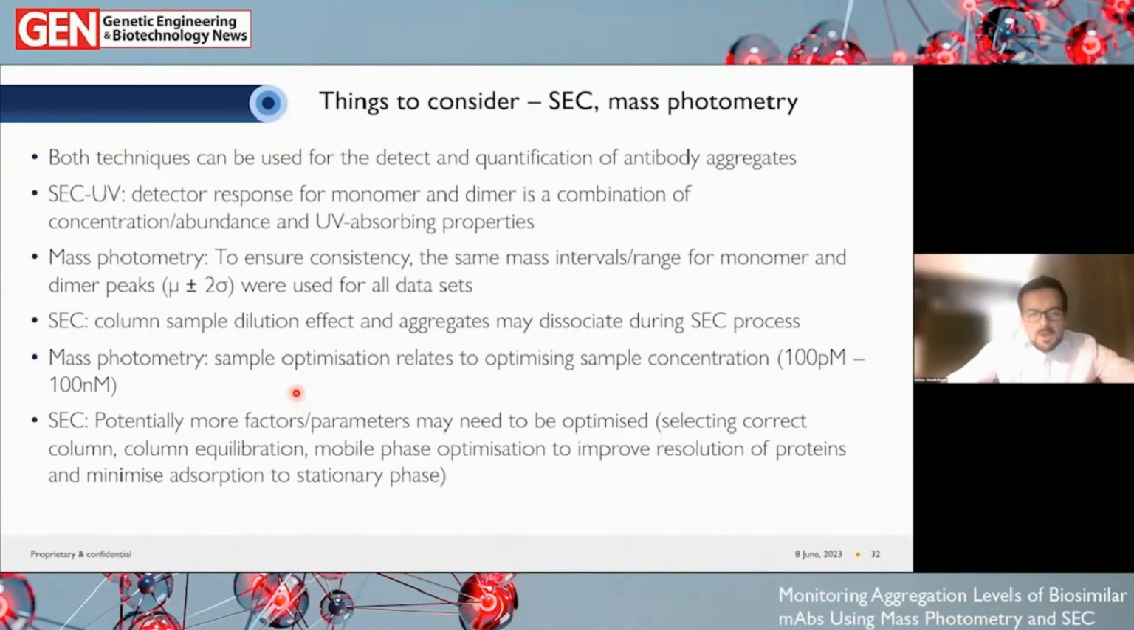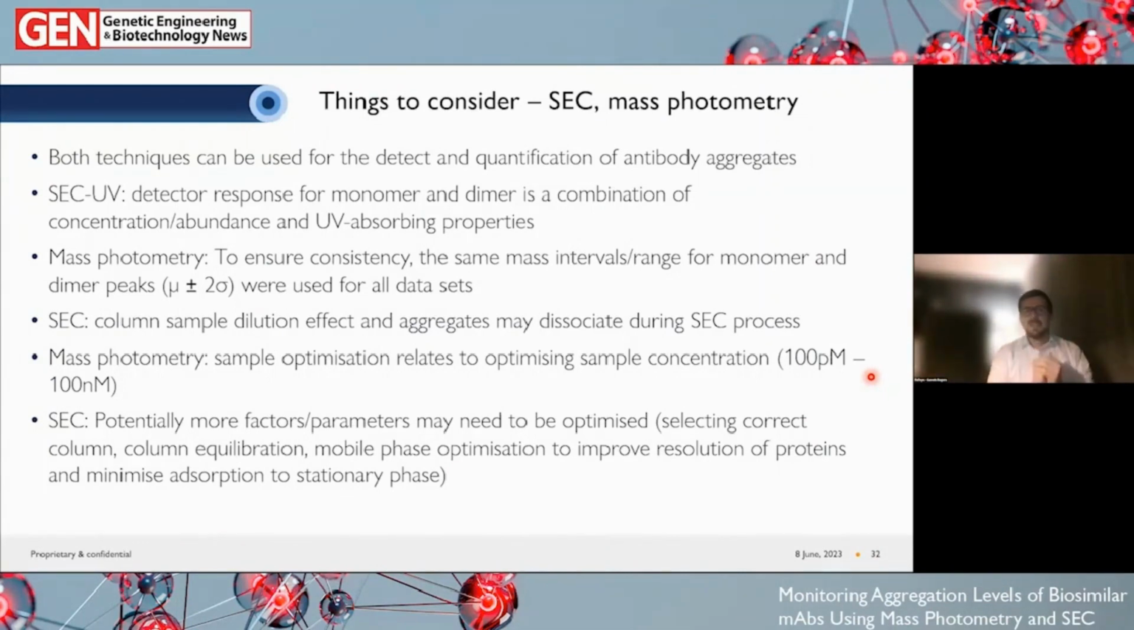Where mass spectrometry is concerned, sample optimization really just relates to optimizing the concentration of the sample. That's primarily the main, possibly sole, thing that needs to be optimized, and optimizing it to bring it into the concentration range of 100 picomolar to 100 nanomolar. So that's certainly something that's different to SEC, because with SEC-based approaches, you are able to work with and load more concentrated samples.